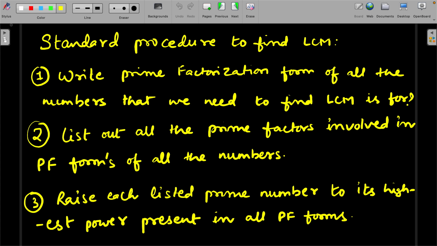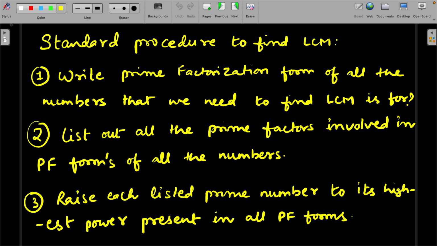Till now we have seen how to find LCM of two numbers. Now in this video, what we will do is convert the procedure that we have followed to find LCM of two numbers into a step-by-step procedure, so that we can follow the same process to find LCM of n numbers.